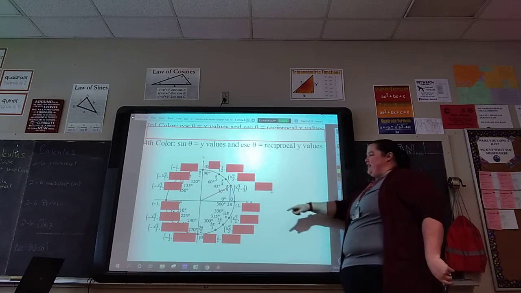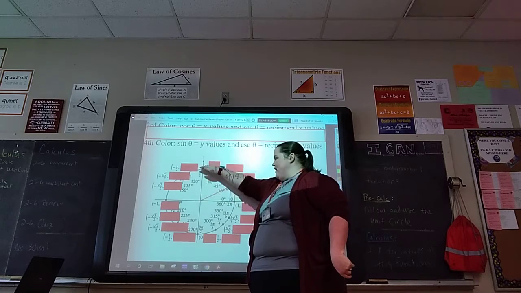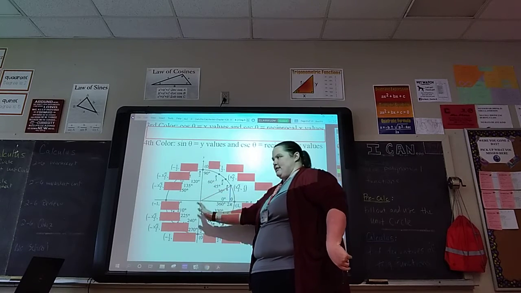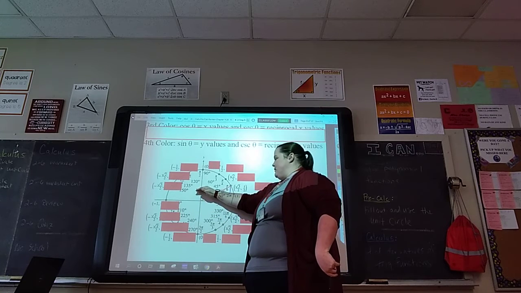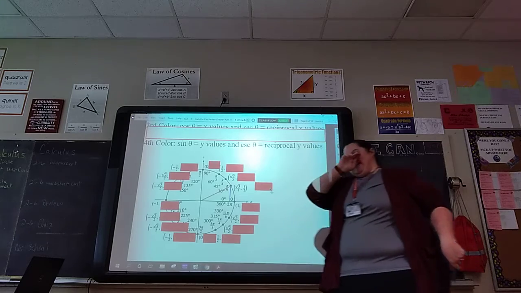So this one, we're now looking at this distance that we're going up to because it's a y value. So now we're moving along the y-axis instead of the x-axis. So this one moves about halfway up there. So our sine value for that first point is a half.